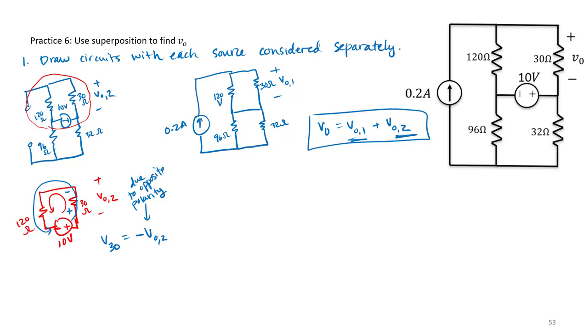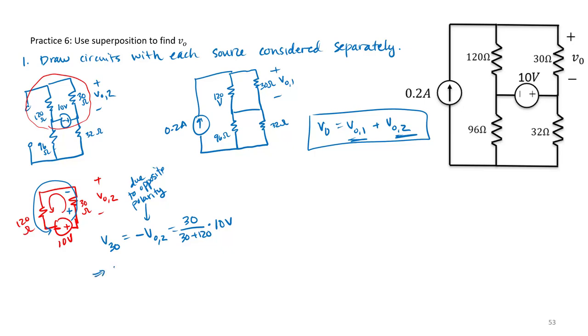So here I'm going to say voltage across my 30 ohm resistor. That's the same thing as negative 1 times the voltage I want. By voltage division, that voltage drop is going to be 30 ohms divided by 30 plus 120, basically the sum of my two series resistors, times Vs, our source voltage, which is 10 volts.